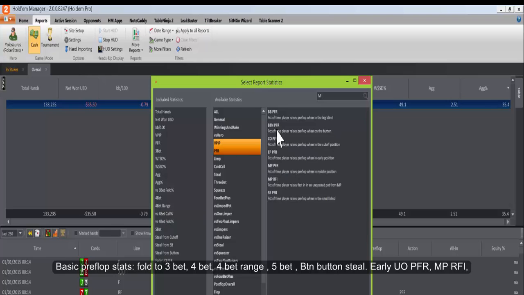I'm not sure why it's not there. Okay, MP raise was in, yeah, that's the same. Yeah, okay, I think we are done with pre-flop.